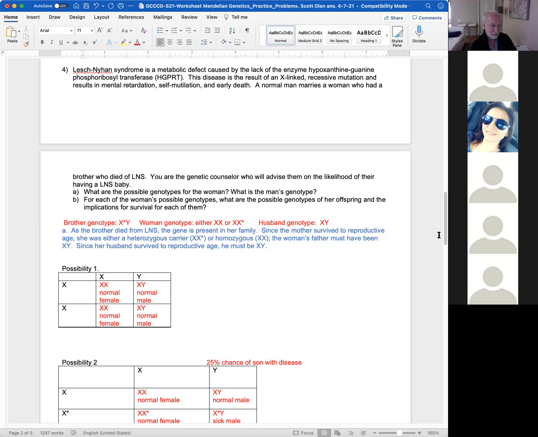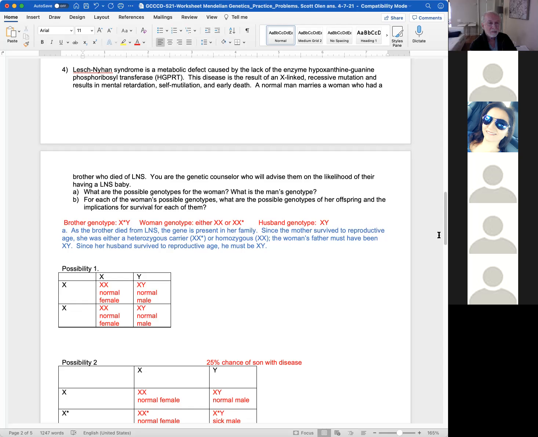And I was going to bring this up. You read the question, it says early death. When they say that, they're talking about somebody who's not going to survive to reproductive age. So therefore, the woman's father could not have had the disease. He would not have survived long enough to reproduce. So we know that her mother must have had the trait, right? Yes.